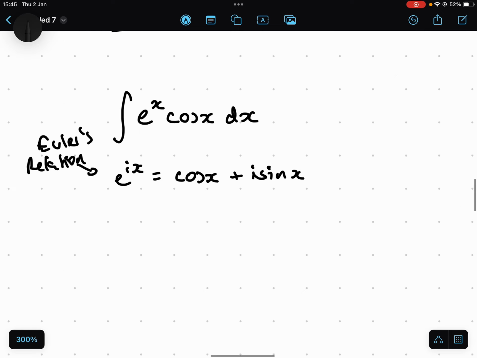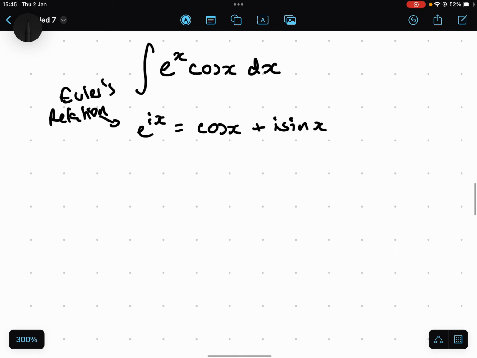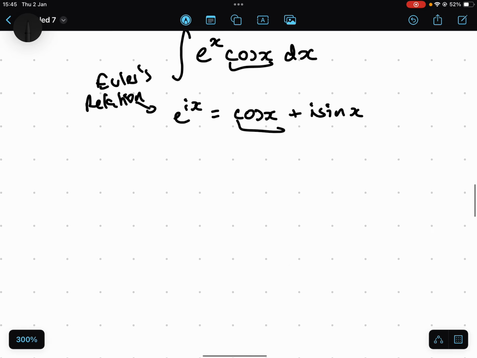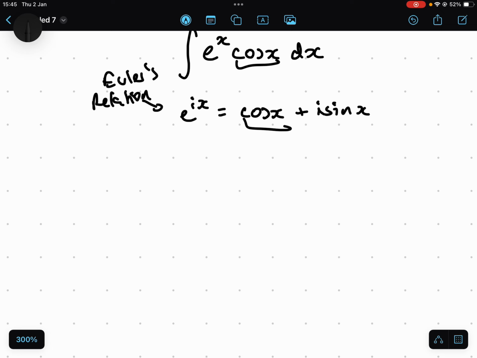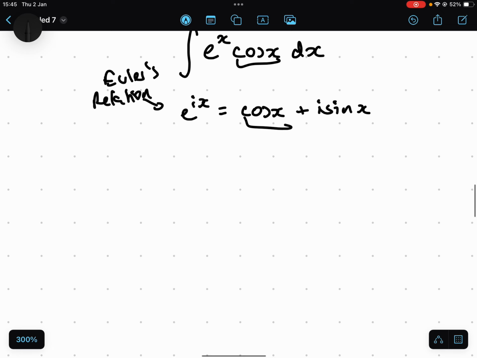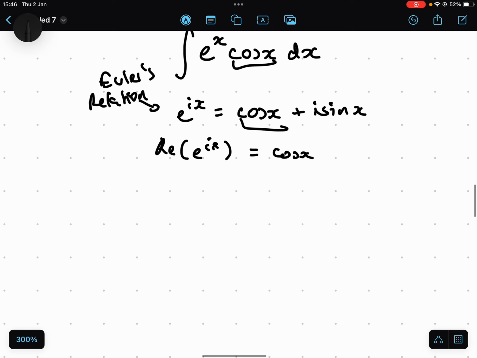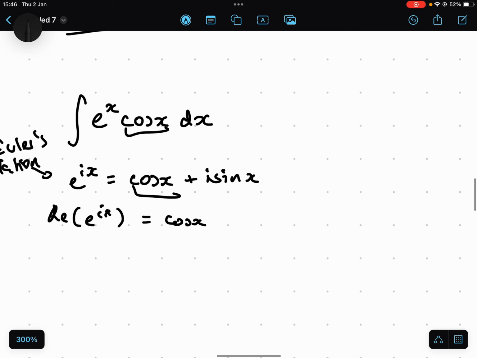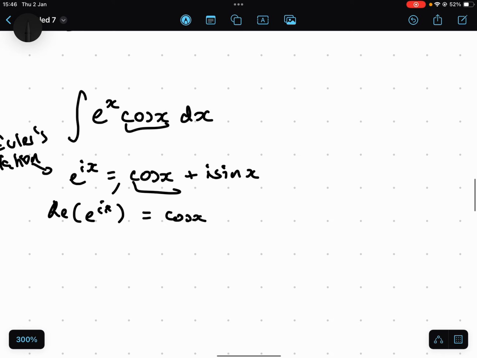The first thing you're going to notice is we've got cosine here, but we've got this i sin x. I don't like i sin x because that's not what I'm trying to deal with. So let's just take the real part. If I take the real part of e^(ix), that's just going to be cos x, because i sin x is imaginary, so we can just ignore that. So cos x is equal to the real part of e^(ix), and I can just put that in here.